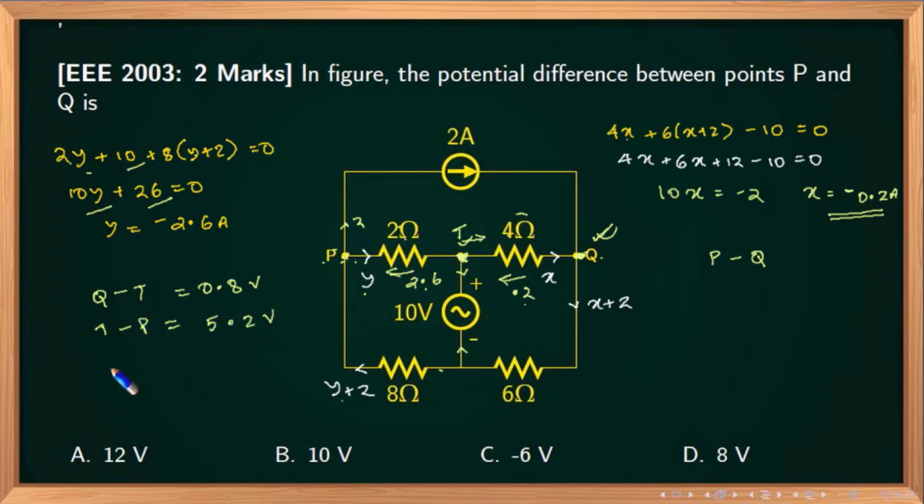Now if I add these two things, I'll be getting Q minus P. Q minus P is 6 volts, or rather P minus Q must be minus 6 volts.